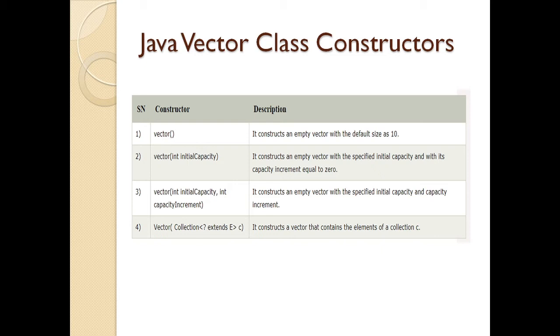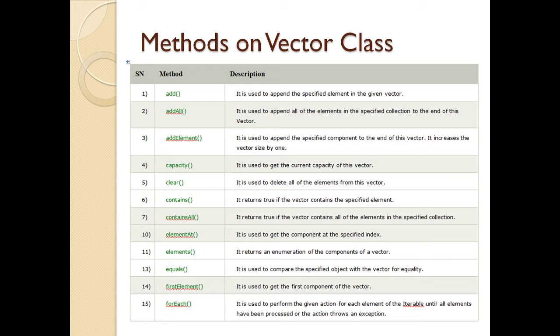Now let's see what are the methods which we can apply on the vector class. To add the elements in the vector class, we have add. It is used to append the specified element in the given vector. We can use the method addAll to append all the elements in the specified collection to the end of the vector. addElement is used to append the specified component to the end of the vector. It increases the vector size by 1.